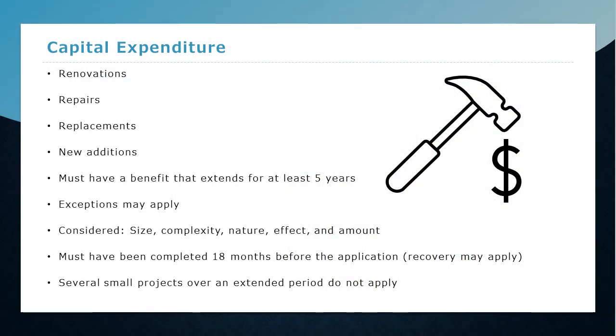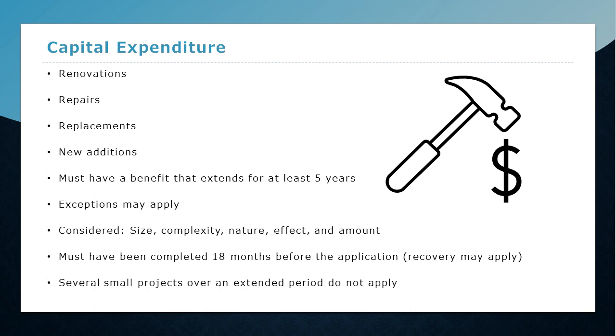Another important concept to understand is capital expenditure. Landlords can also apply for AGI for capital expenditures, which are renovations, repairs, replacements, or new additions to the property that have a benefit that extends for at least 5 years. However, certain types of work are not considered capital expenditures. The LTB will consider the size of the complex, the nature of the work, its effect on the property, and the amount of the expenditure when determining if the expenditure is extraordinary or significant.